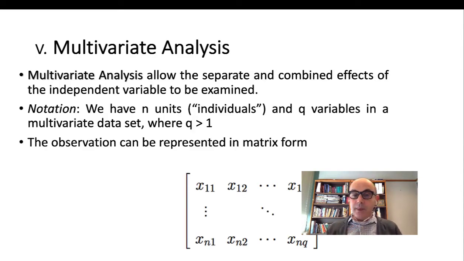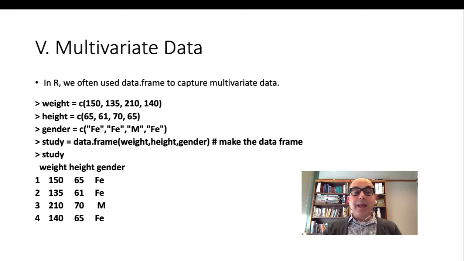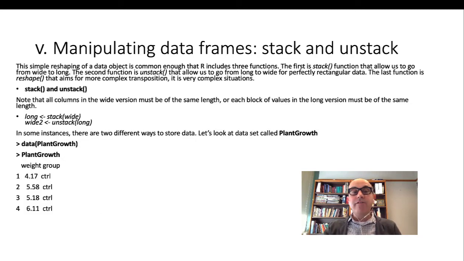The last aspect of our review is with regard to three variable or more, or multivariate analysis. And the idea here is that the observations can be used in matrix form, and we can generate based on weight, height, gender, study, something that you already applied in your assignment. And in this case, we can sort it as a table in order for us to do that. So we can use the idea of stack and unstack in the data frame in order for us to sort the data.